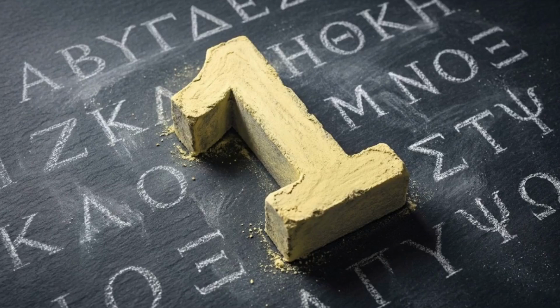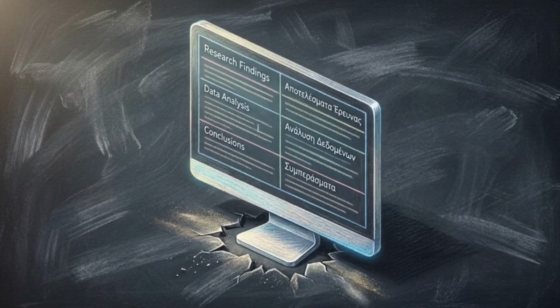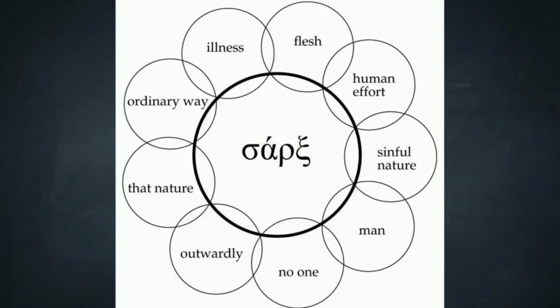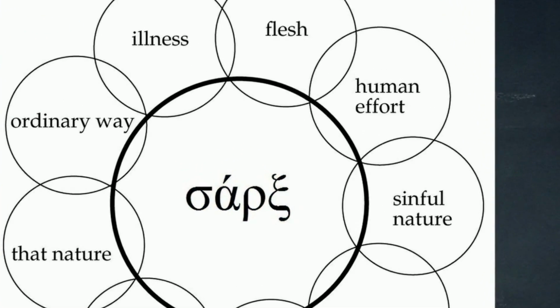The first tier is Foundational Greek. The required input is modest. You memorize the 24-letter Greek alphabet, learn basic pronunciation, and understand a few simple noun and verb rules. The outcome is the ability to navigate Bible software, like a concordance, and use Strong's numbers to identify the original words behind the English text. This diagram illustrates a word's semantic range, the full spectrum of possible meanings for a single Greek term. The single word sarx can mean flesh, human effort, or sinful nature. The correct translation depends entirely on context.